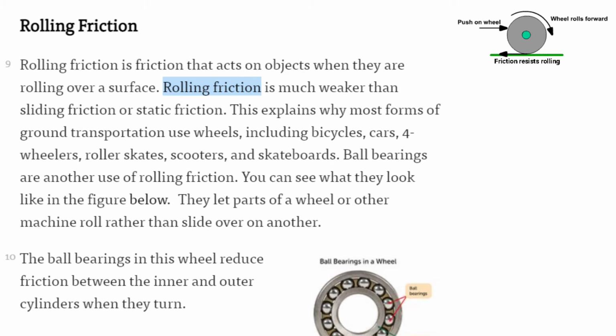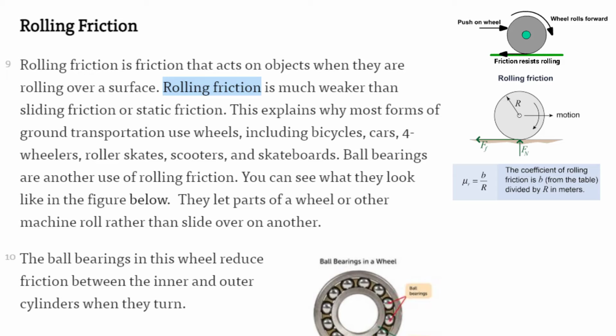Rolling friction. Rolling friction is friction that acts on objects when they are rolling over a surface. Rolling friction is much weaker than sliding friction or static friction. This explains why most forms of ground transportation use wheels, including bicycles, cars, four-wheelers, roller skates, scooters, and skateboards.